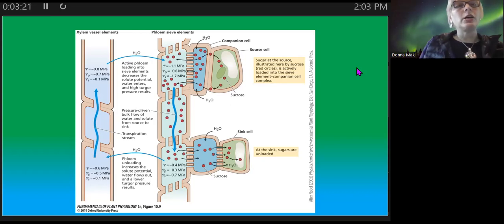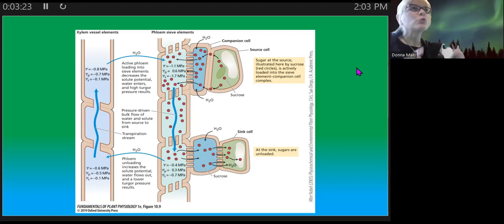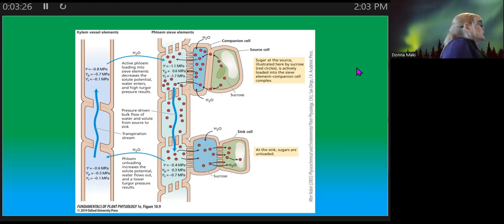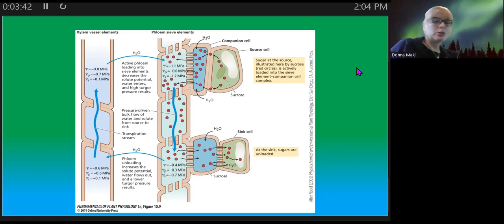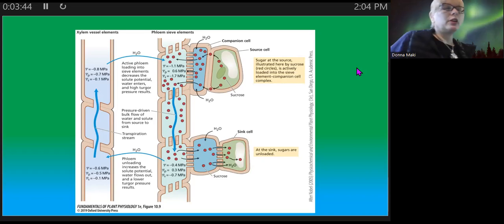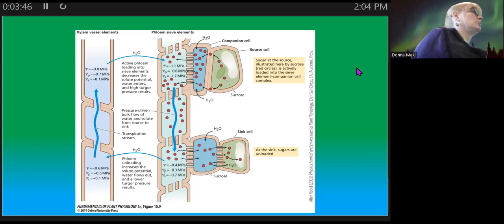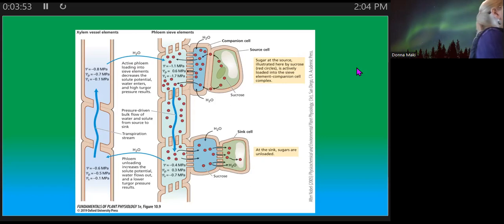So we know that water will move from water potential areas that are less negative to more negative water potentials. Now with the sieve tube element, once you have sugar dumped into it, it's a little different story, because when we talk about water potential movement, we're often thinking about osmosis, which is a two-part definition. It's the movement of water across a selectively permeable membrane.